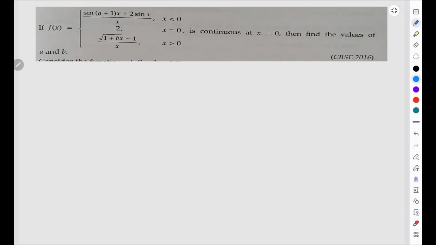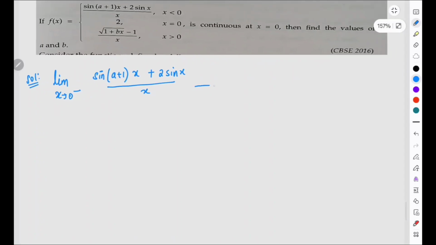Now we've got the next question, which is f of x is equal to, the function is given and they're telling it is continuous, then find the value of a and b. So now let us do limit x approaches 0 minus. So limit x approaches 0 minus, which is less than 0, you have to take that function. So sine (a plus 1)x plus 2 sine x divided by x. So this will be equivalent to limit x approaches 0 plus, which is 2.